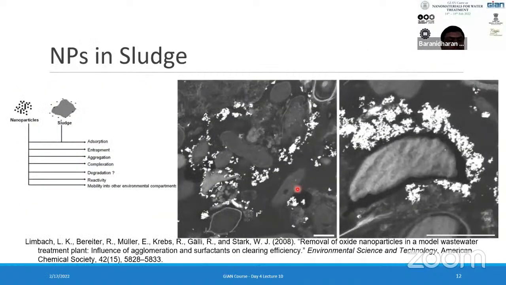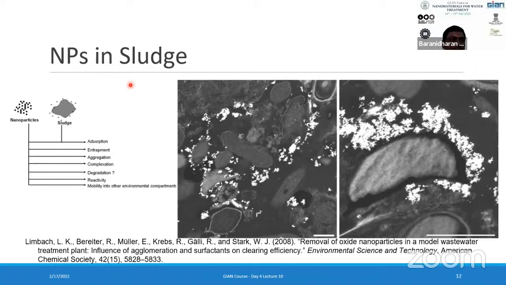Moving on, when it comes to the sludge, in our study we looked at the nanoparticle concentration in the supernatant as well as in the sludge. The concentration of silver as well as titanium was in the microgram per liter range for the initial days, but it kept accumulating over time. As it was an activated sludge system and the sludge was kept on being removed, more and more nanoparticle concentration was found in the sludge.